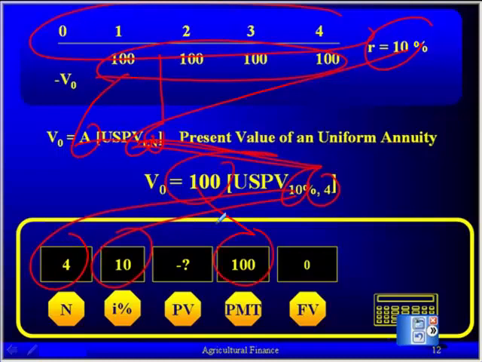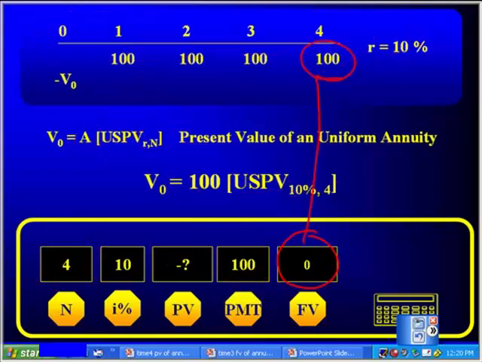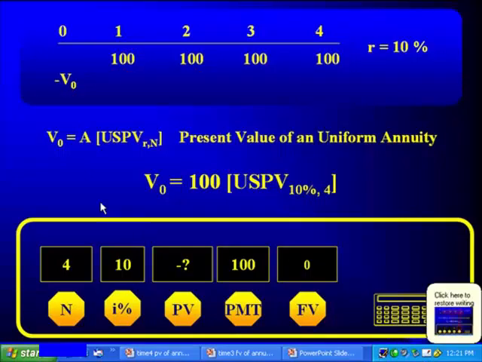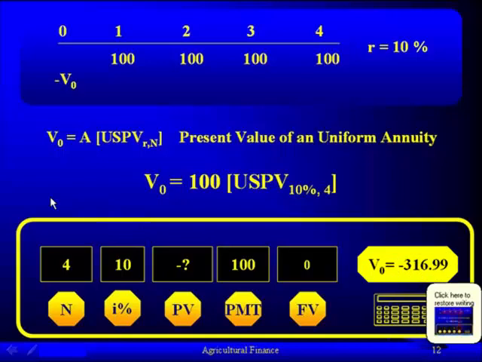we put 100 payment. Now, in this particular case, why do we zero out the future value when there's clearly a future value in this timeline? Okay, these 4 payments are already accounted for here in the payment, right? So if you were to put another one here, you're double accounting. So that's the solution. We come up and get $316.99, which is what we did before.